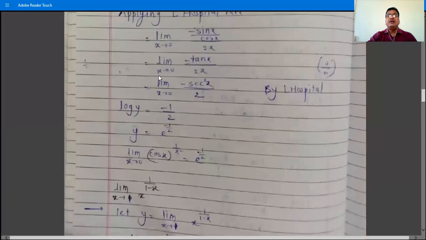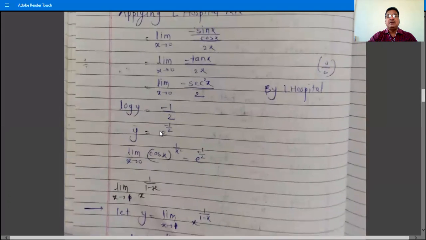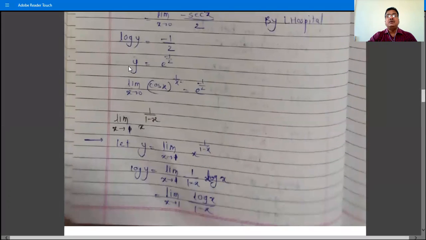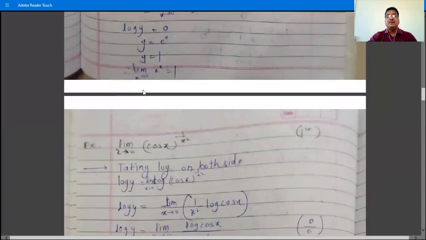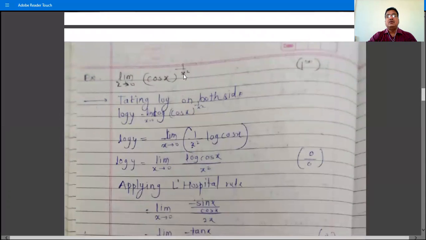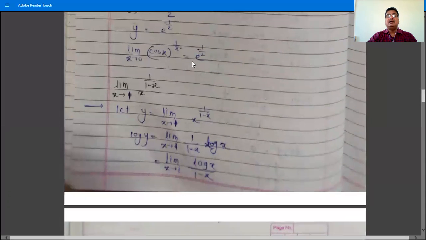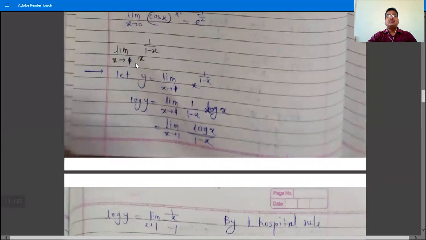And therefore this is the value of log y. Minus 1 by 2 is the value of log y, and therefore y is e raised to minus 1 by 2. And what is y? y means this: limit x tends to 0, cos x raised to 1 by x square, is e raised to minus half. Same type of problem: limit x tends to 1, x raised to 1 by 1 minus x.